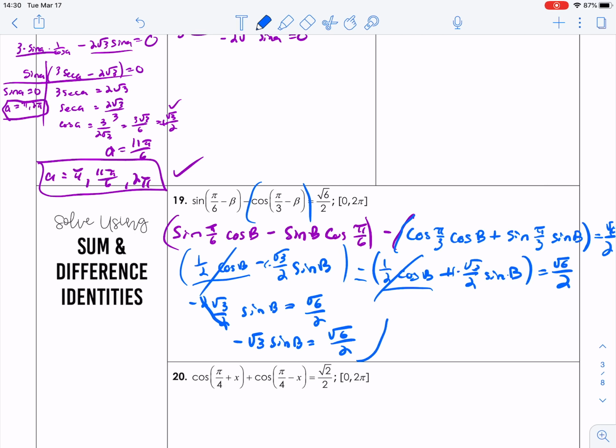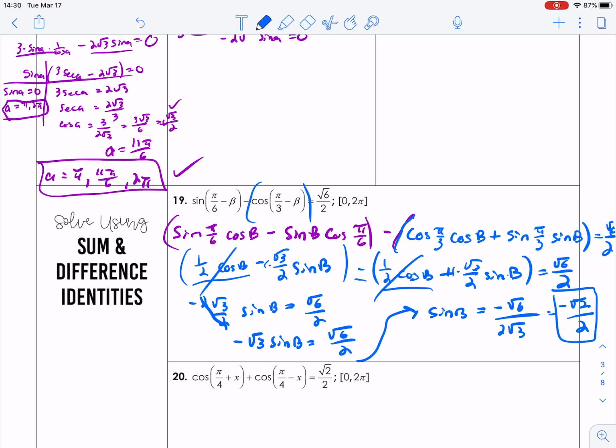Let's bring this over here. And then we get sine of b equals negative square root of 6 over 2 square roots of 3, which equals negative square root of 2 over 2. 18, 9, 3. Let's see here. Yeah, should be good.